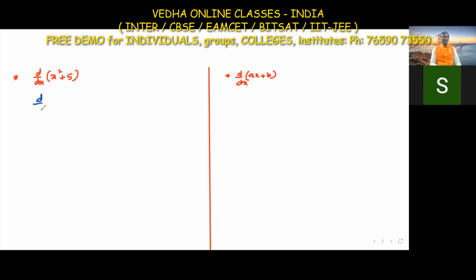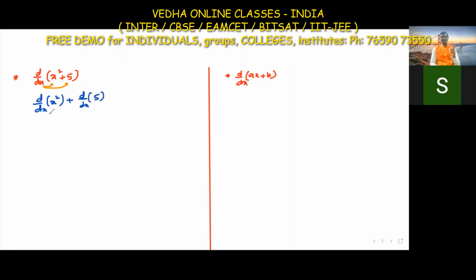How do we differentiate this? When we have addition or subtraction, we separate the differentiation. We separate the differentiation means d by dx of x square and d by dx of 5. So like that we write. Okay, d by dx of x square plus d by dx of 5.